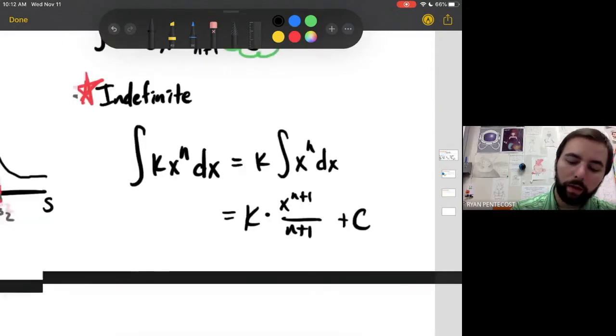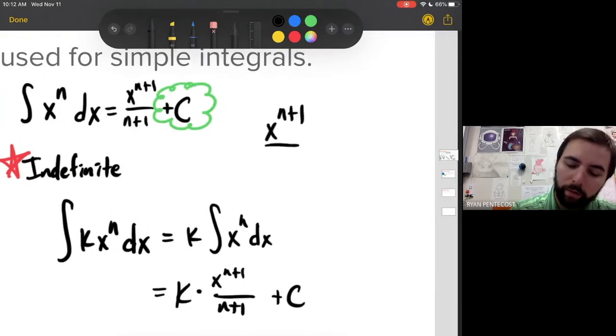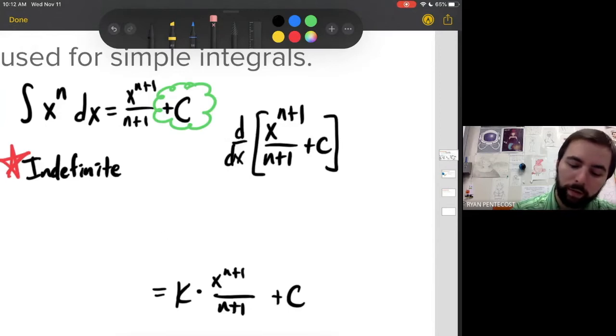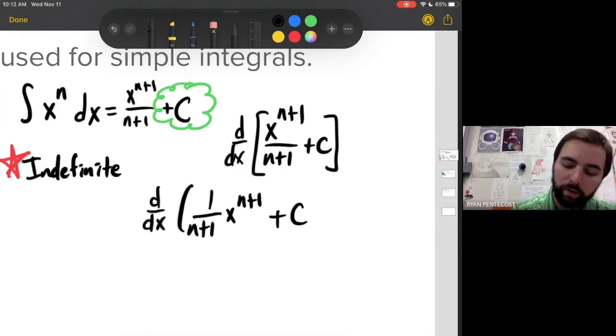So we can also show, if we take x to the n plus 1 over n plus 1 plus c, and we take the derivative of it. What this will actually give us is it will actually take us back to x to the n, and I'll show you that. Let's rewrite this as 1 over n plus 1 times x to the n plus 1 plus c, right? And then we will take the derivative of this function.